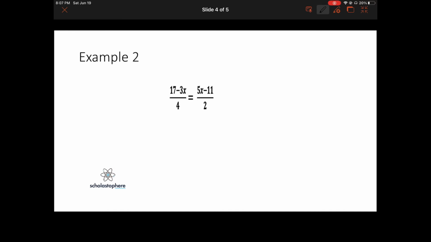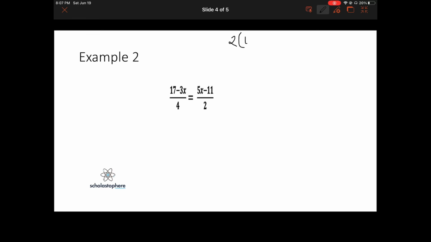So we have example 2: 17 minus 3x divided by 4 is equal to 5x minus 11 divided by 2. We will have to do some mathematical manipulation in order to get this equation in a simpler form so that we can solve for x. So let's first cross multiply in order to get it to look a little easier to solve.